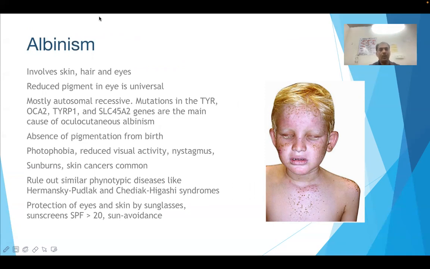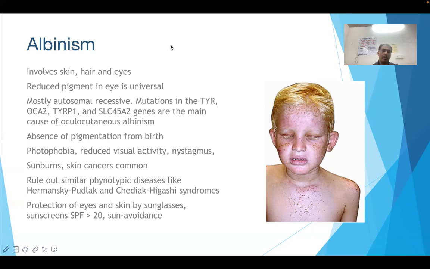First of all, speaking about what is albinism. Albinism is a disorder where there is total absence of melanin pigment. It involves skin, hair, and eyes. All the areas where there is color due to melanin are involved in albinism. The reduced pigment in the eye is universal.